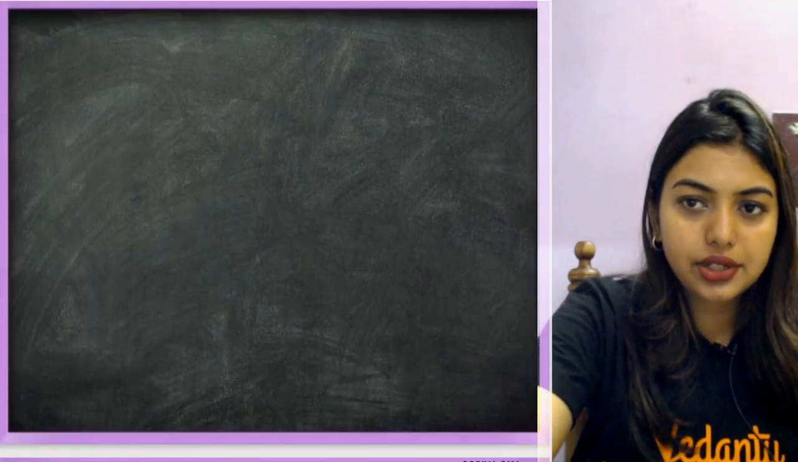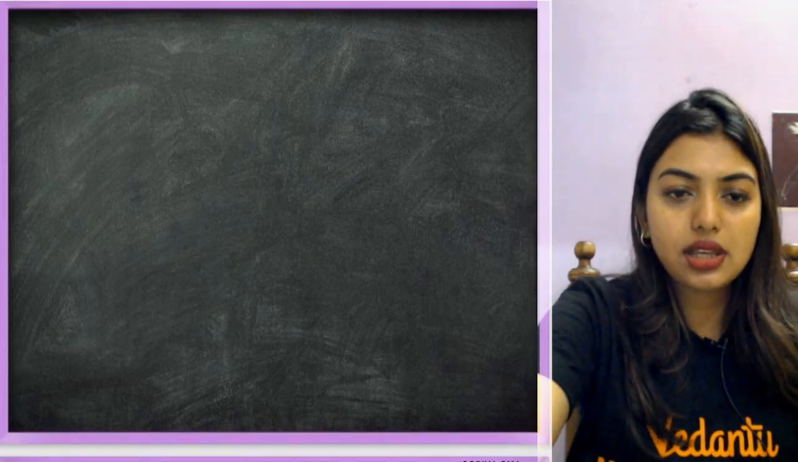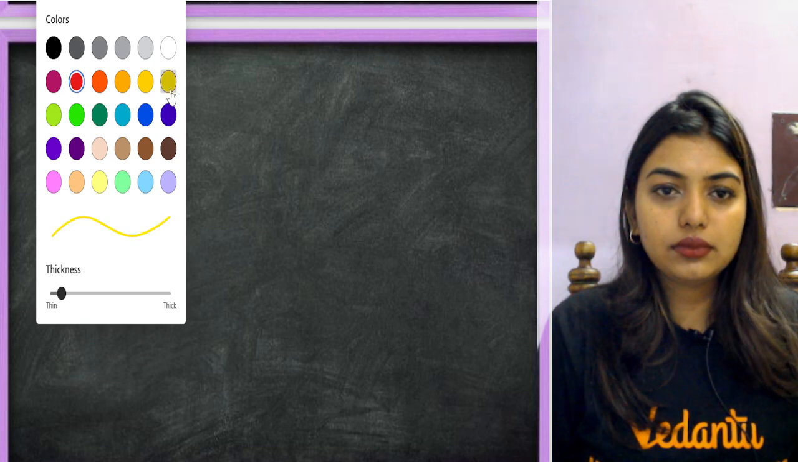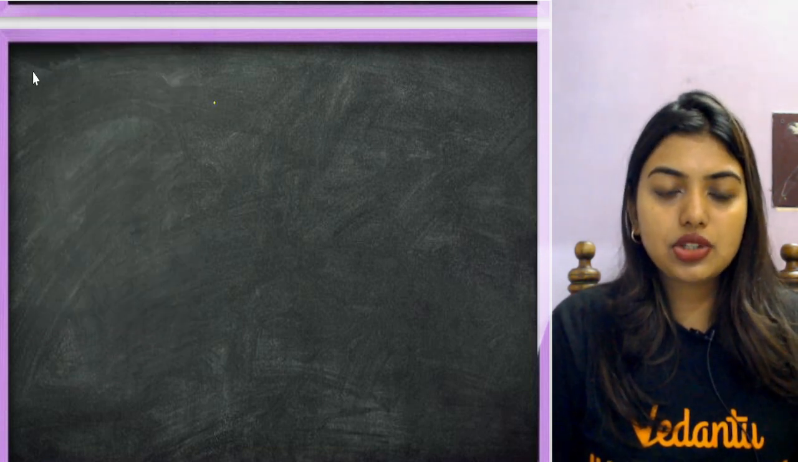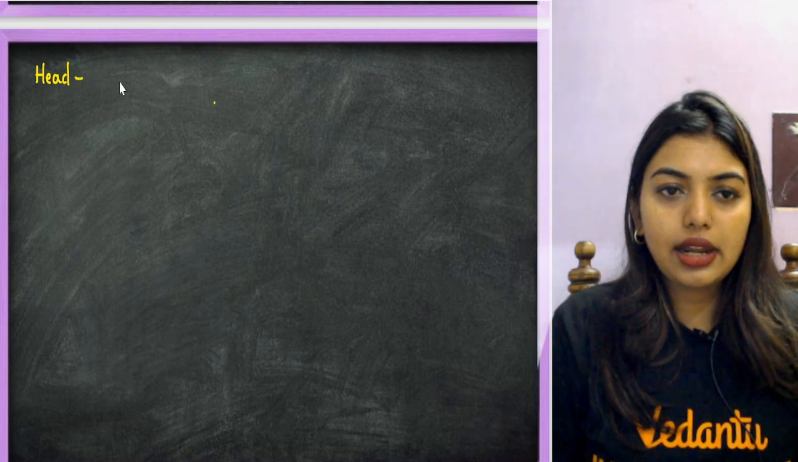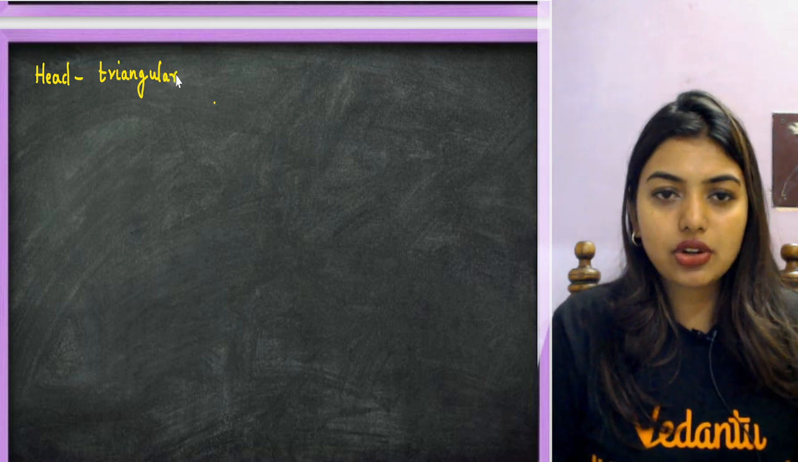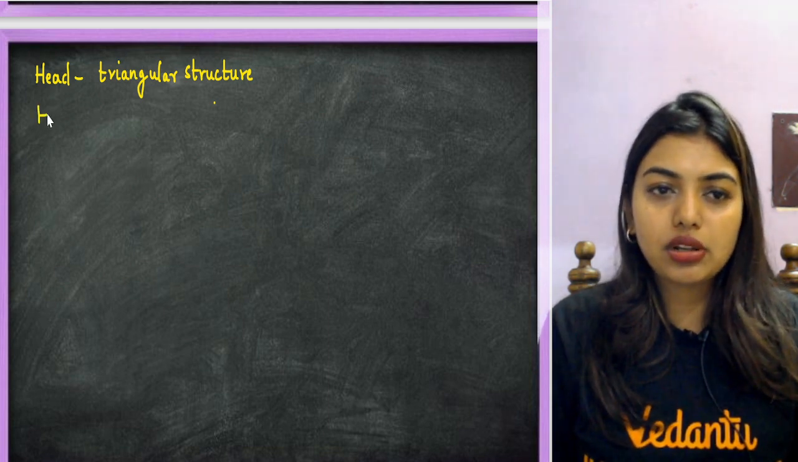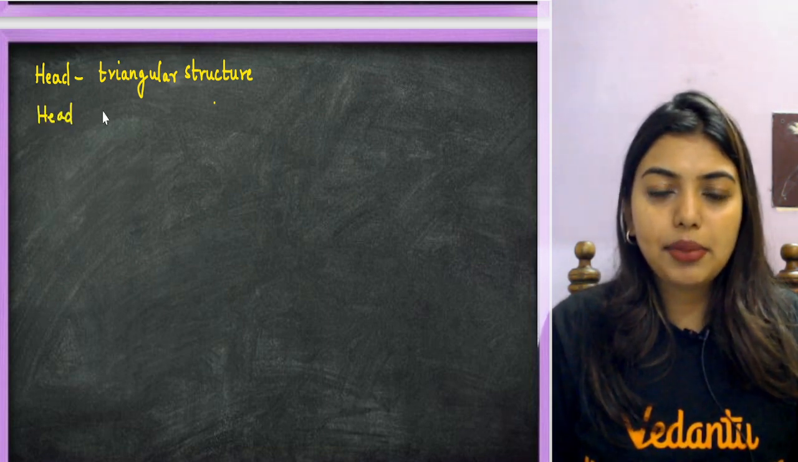Okay, let's write here what we learned. We learned a lot of things. Now, students, we first talk about the head. Head is a triangular structure, most important. Now, what does the head bear?